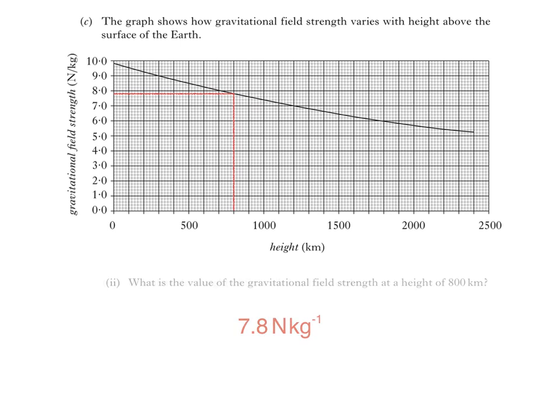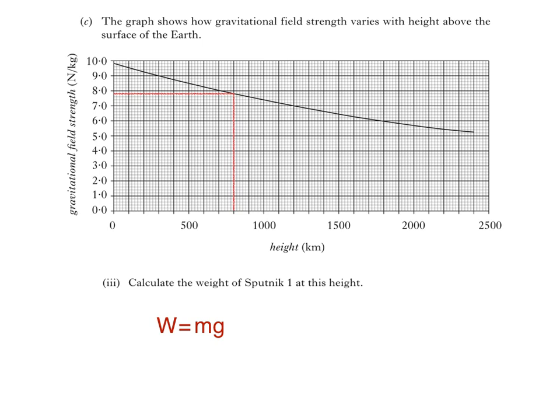Finally, part 3 asks us to calculate the weight of Sputnik 1 at this height. Now we just worked out the gravitational field strength at a height of 800 kilometres is 7.8 newtons per kilogram. And this is the equation that links weight to gravitational field strength. We saw it earlier in the question. So substituting our values of mass m and gravitational field strength g, we get 84 times 7.8, which is 655.2 newtons, or 660 newtons to two significant figures. If you're not sure where the value for mass came from, we were given it all the way back at the start of the question.